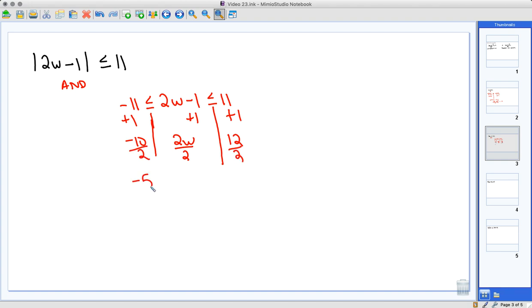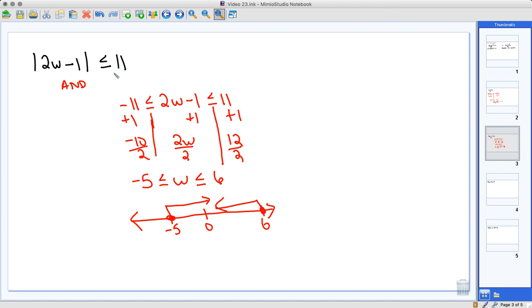So I get negative 5. I didn't divide by a negative, so I get to keep my signs the way they are. So negative 5 is less than or equal to w, which is less than or equal to 6. And that looks mathematically correct. The smaller number came first. So we've got 0, negative 5, and 6. Closed circle on both of them, pointing towards each other because we are an and problem.